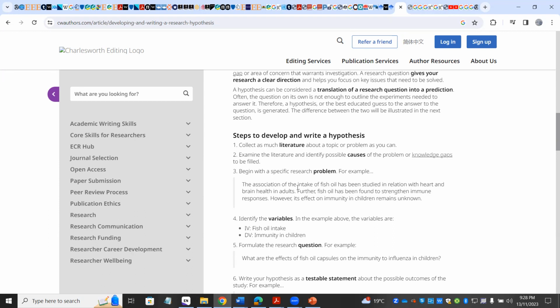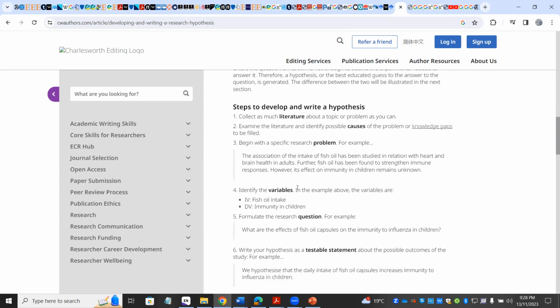For example, the association of the intake of fish oil has been studied in relation with heart and brain health in adults. That fish oil has been found to strengthen immune responses. However, its effect on immunity in children remains unknown. So in this context, we can identify two variables from this preamble.